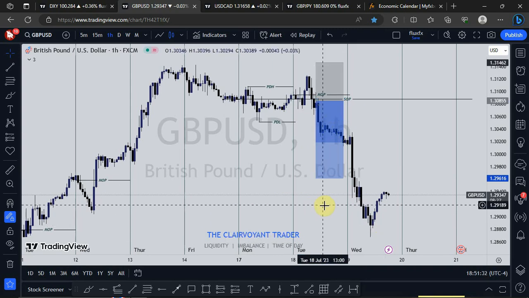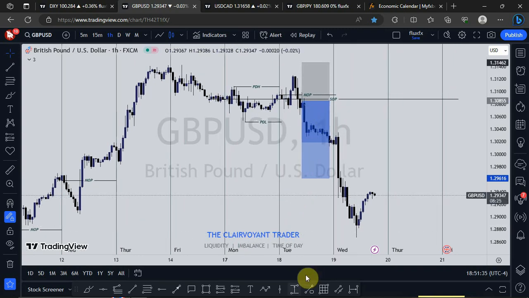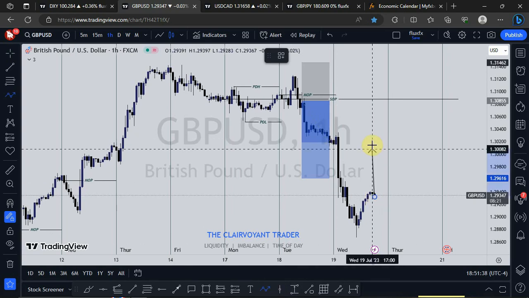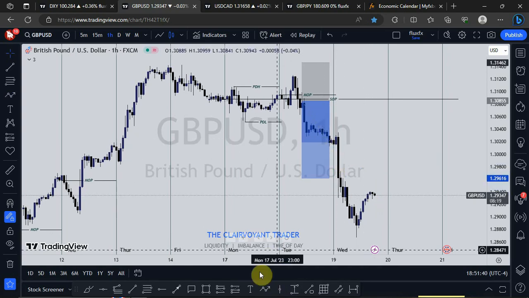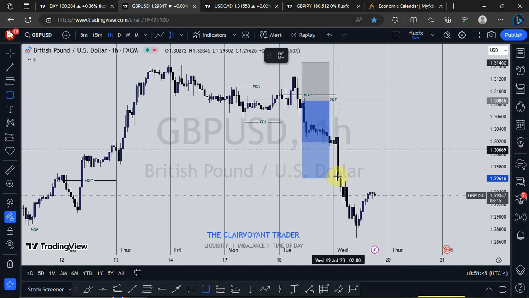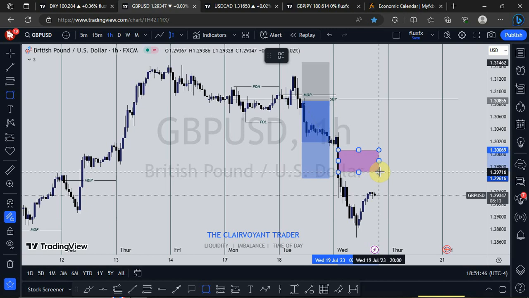Tomorrow I would expect to see a continuation in GBPUSD, but I want to see price move up to fill up this fair value gap that has been created here. At least 50% of this imbalance you are seeing here wouldn't be bad.